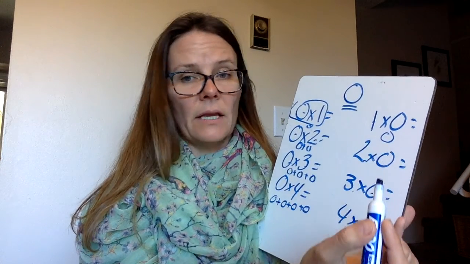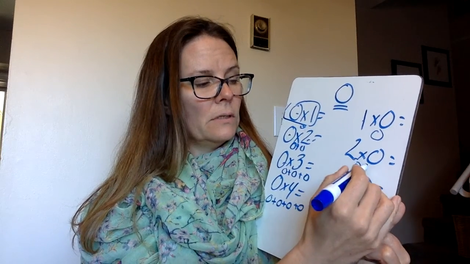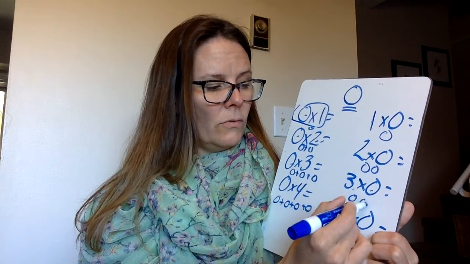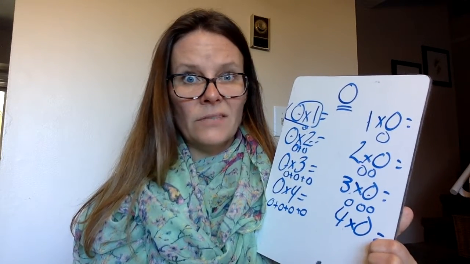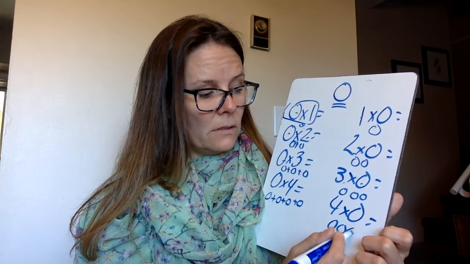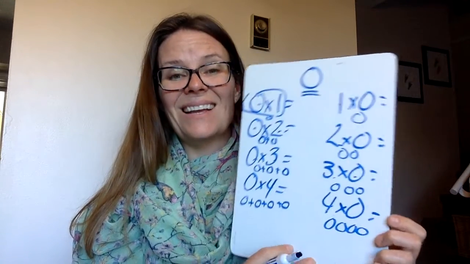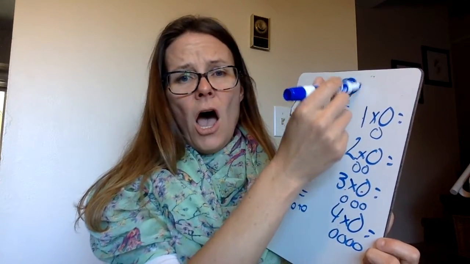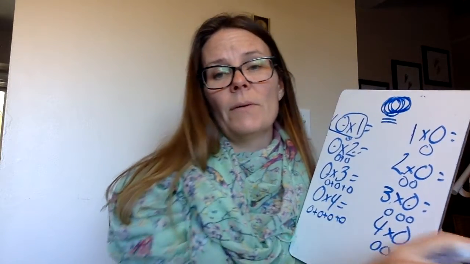I'm going to have one group with nothing in it. 2 groups of 0, 2 groups with nothing in it. 3 groups of 0 with nothing in it. 4 groups of 0 with nothing in it. What is the answer on all of these? 0! All right. So I want you to remember, anytime you are doing a multiplication problem with 0, the answer will always be 0. So that's a really good trick. Let's do the 1 times table really, really quick.